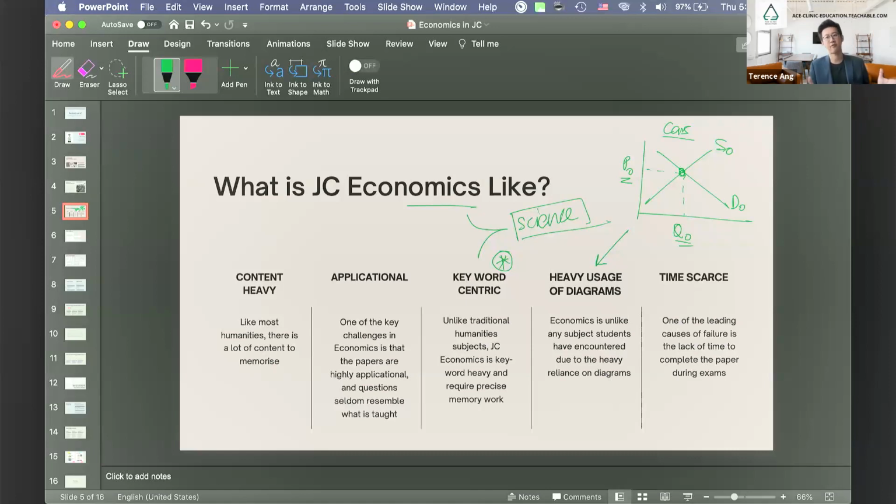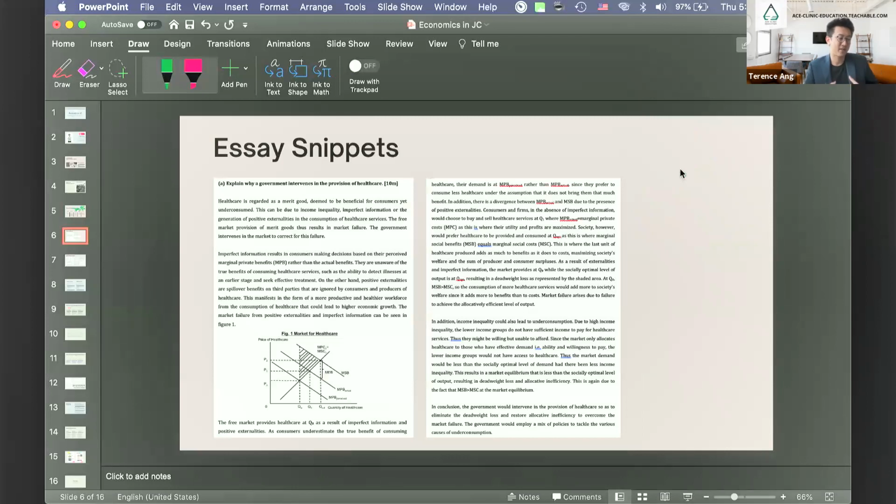So those are the 5 key features for JC Economics, which really sets the stage for us to explain to you what makes the subject so difficult. Now, here are some snippets. Over these 2 slides, I want to share a little bit about what the subject is like, in a very, very visual form. So here we have a 10-mark essay question about why governments intervene in the provision of healthcare, right?